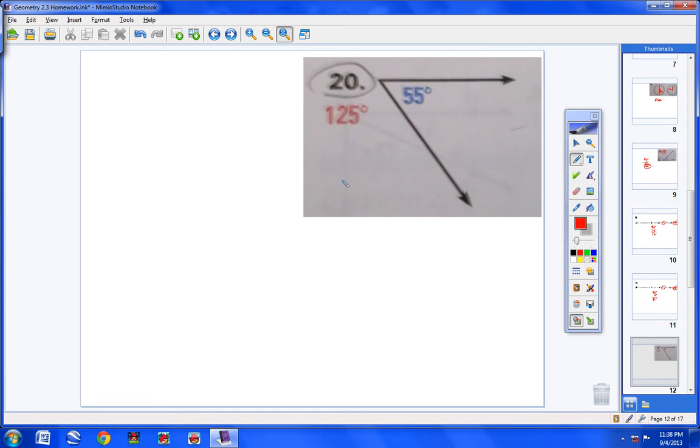Now, number 20. On 20, it says find the measure of the supplement of the angle given. So just forget you know the answer for a second. They give you this angle right here, and they say find the supplement. So the two angles have to add up to 180. Subtract out 55 degrees, and you will get 125. So the angle that is a supplement for 55 degrees is 125. Why? Because they add up to 180. Or you could say it this way: the angle that is a supplement for 125 degrees is 55 degrees. Why? Because they add up to 180.